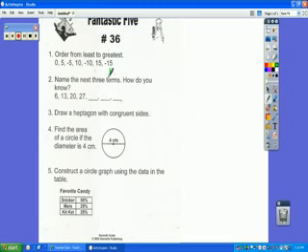Negative 15. Negative 10. Negative 5. 0. 5. 10. 15. I do recommend underlining least to greatest to make sure that you put them in order from least to greatest and not greatest to least.